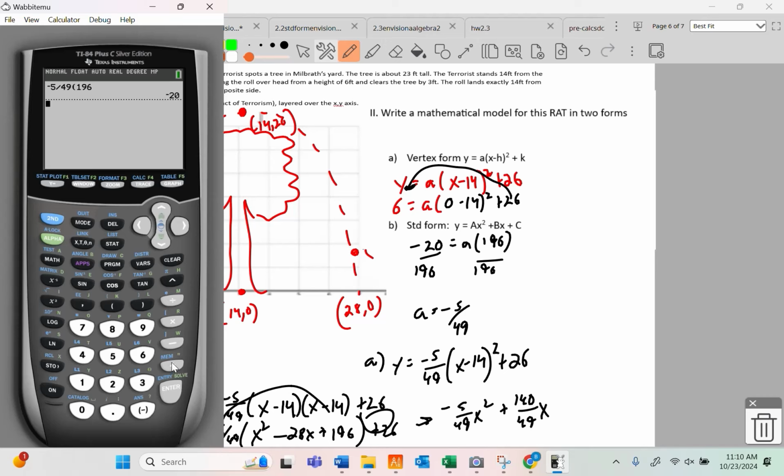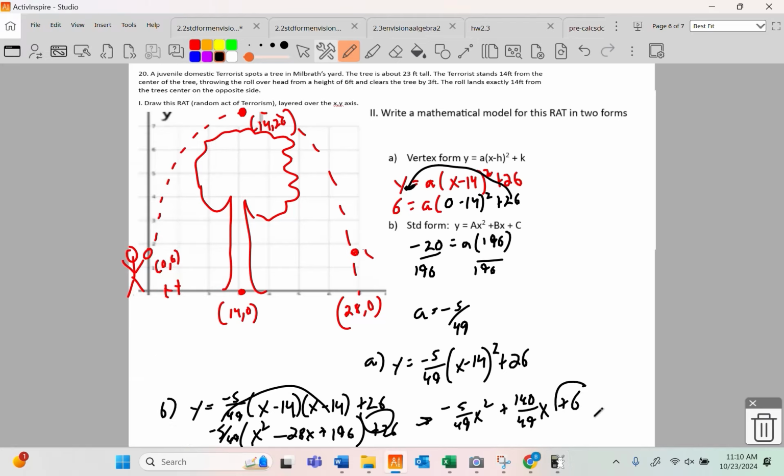Oh, wow, it was negative 20. Isn't that cool? Of course it was. Plus 26, because you're going to get 6 back. I should have thought about that. Plus 6. See that 6? See that 6? They had to line up now, didn't they? There you go. Easy peasy.